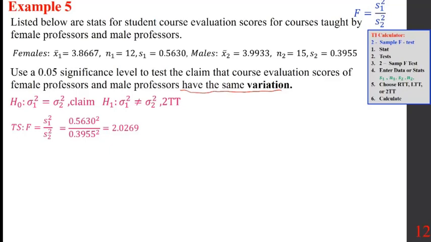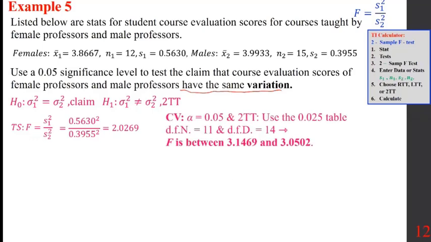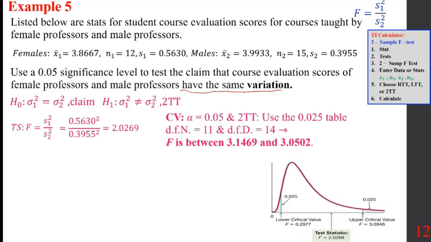What about the critical value? If you want to go with the two-tailed test, you have to go to the table with alpha 0.025 because you divide it into 2 and you get 0.05 divided by 2 equals 0.025. Degrees of freedom of the numerator is 12 minus 1, denominator is 15 minus 1. And again, I've shown you the table. You're more than welcome to explore that on your own. Limitation of a table, you get numbers in between, 3.1469 and 3.0502. Now, what matters is that clearly when you do the drawing, take a look at what happens as far as the drawing is concerned.